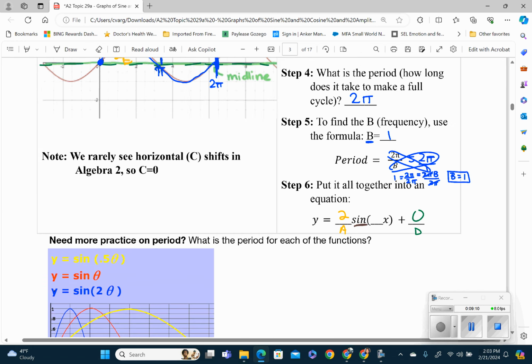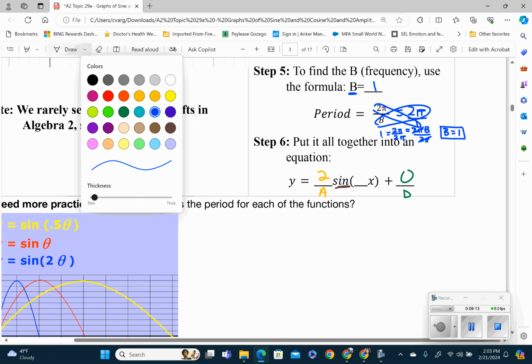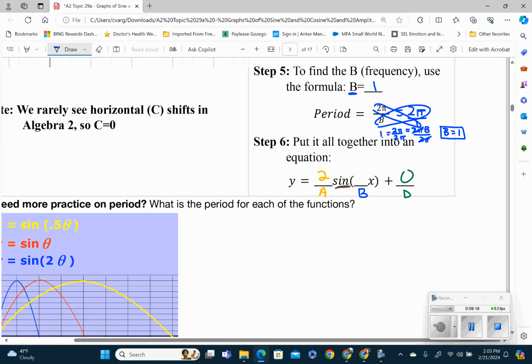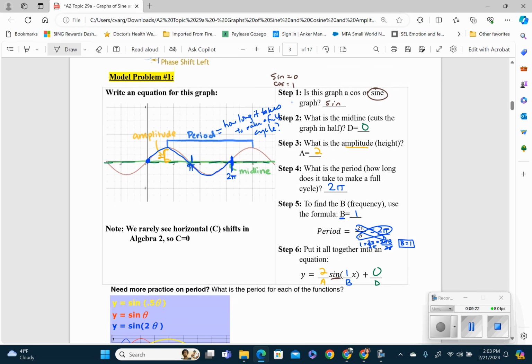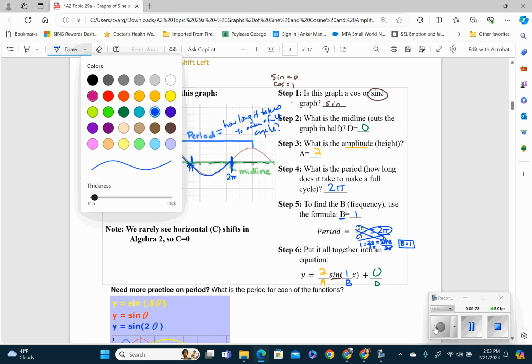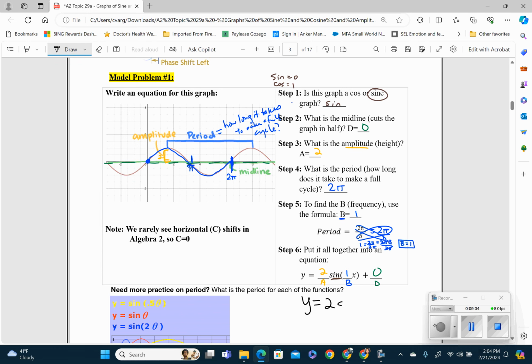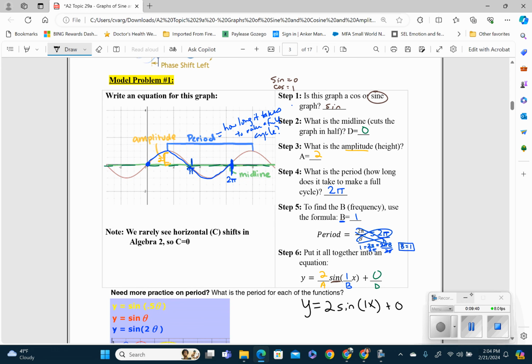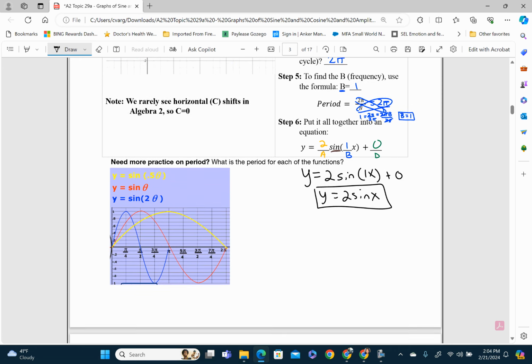And now let's go to the bottom. Let's put this together. So I'm going to go to, let's do blue. Here's my B, and my B is 1. So now we have the whole equation, right? We have y equals, let's do this in a color we didn't pick so far. Let's do black, okay? So we have y is equal to 2 sine of 1x plus 0. If I were to make this a little bit simpler, I could just write y is equal to 2 sine x, because 1 times x is just x, and then the 0 doesn't matter because it's plus 0, okay?